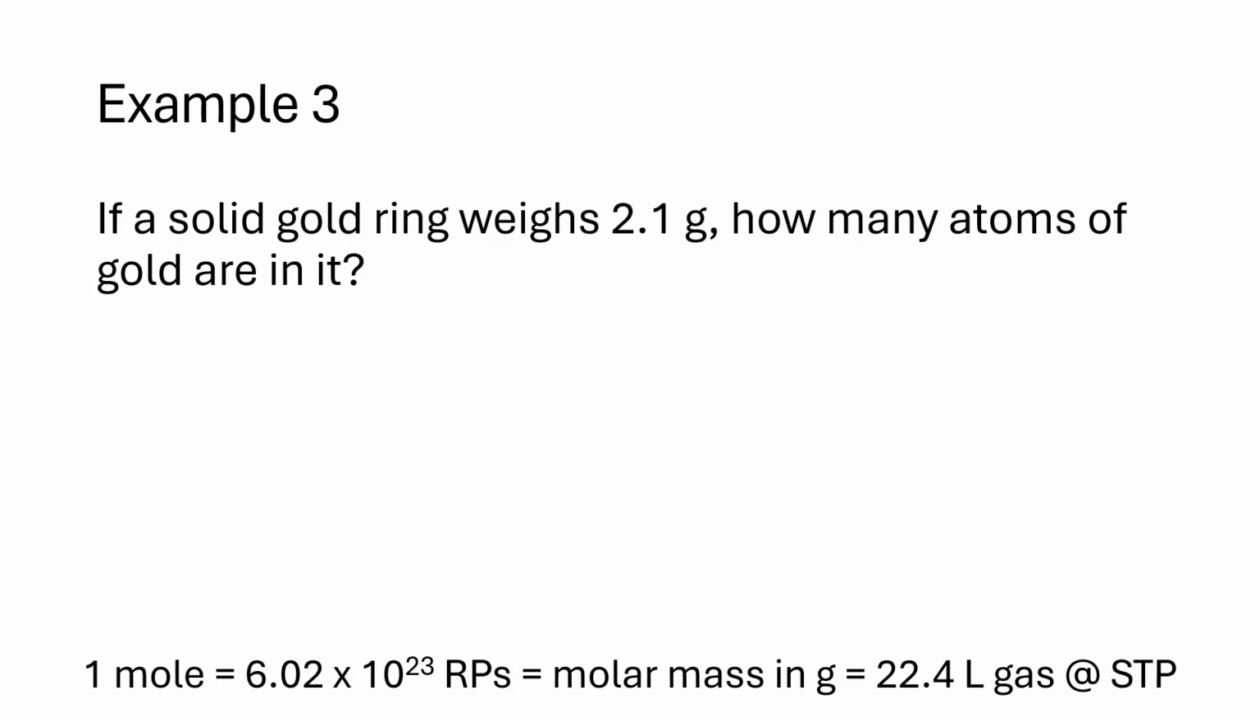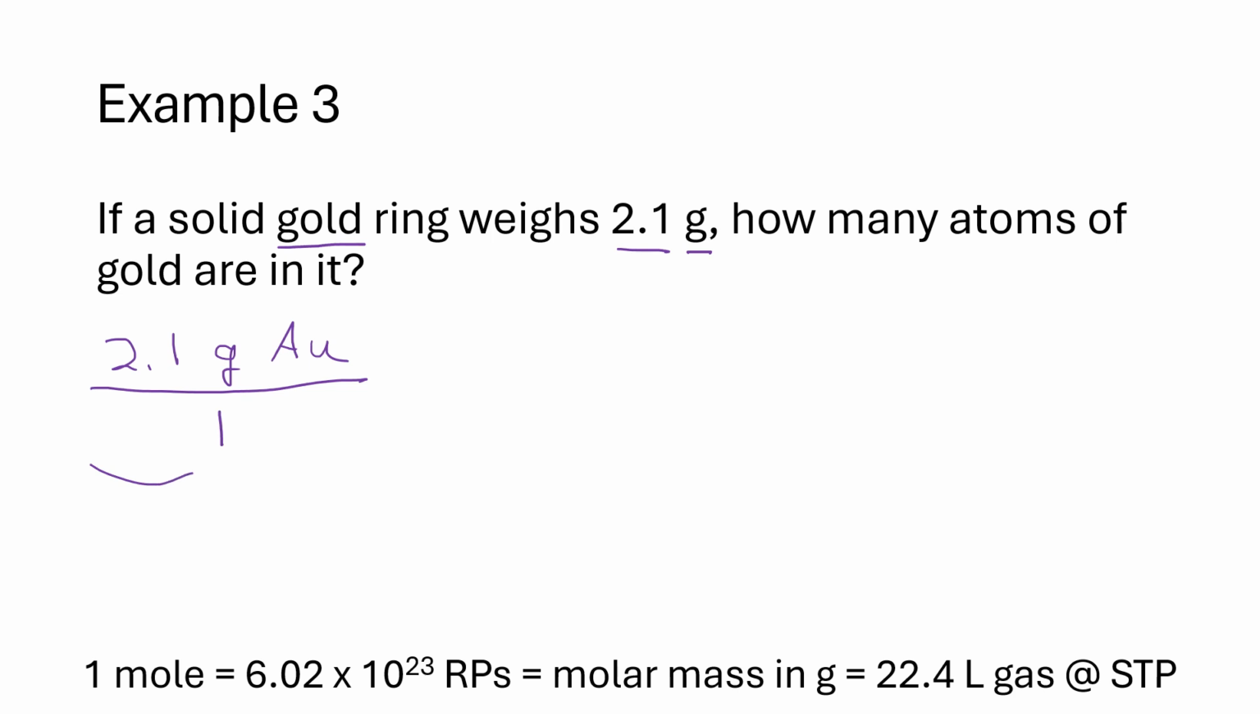All right, our next example. If a solid gold ring weighs 2.1 grams, how many atoms of gold are in it? Well, this is our first one today with grams. So let's take a look at how we're going to handle that. We want to take our number, our unit, and our chemical to place over 1. To get our chemical, we got to read this and go back and realize they're talking about gold. So this is 2.1 grams of gold, and we're going to place that over 1.